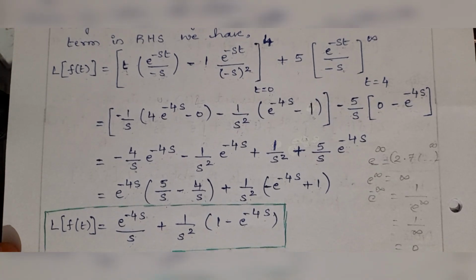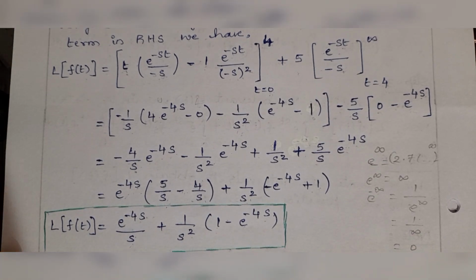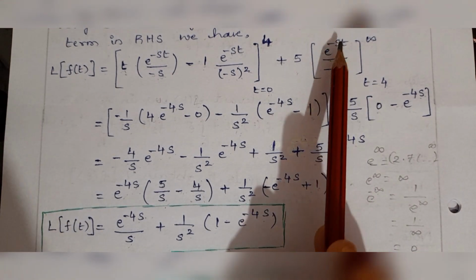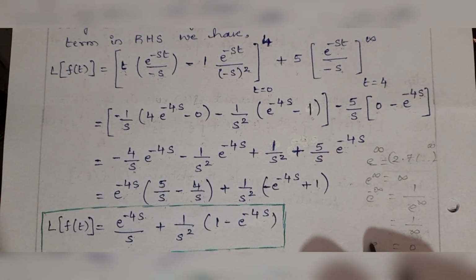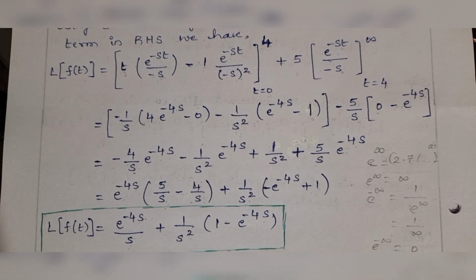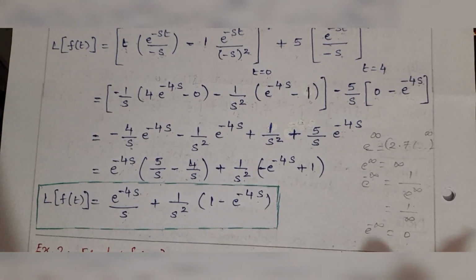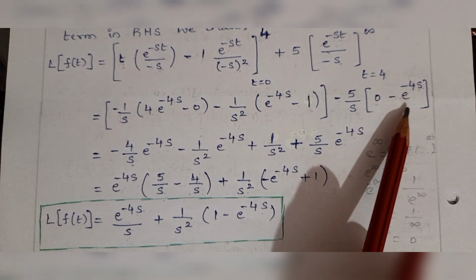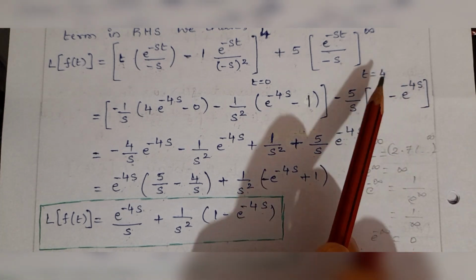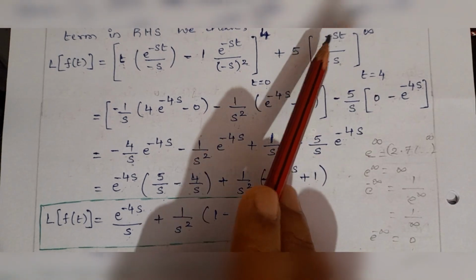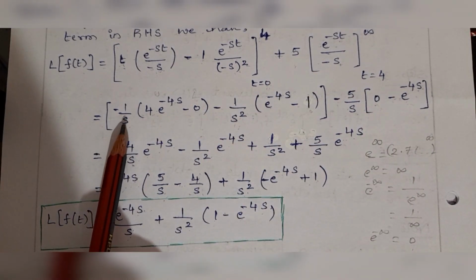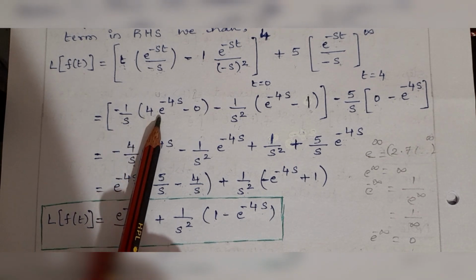Any value divided by infinity is 0. So for the upper limit, e power of -infinity, the value is 0. Minus of the lower limit, which is 4, so e power of -4s. Next, multiply this into this one.